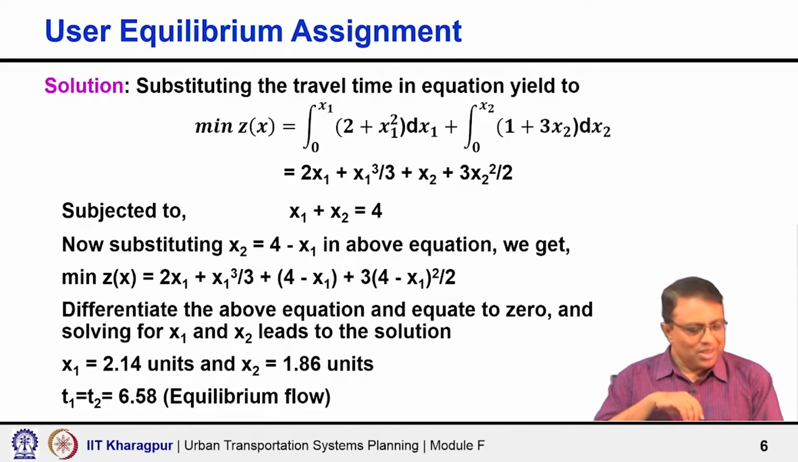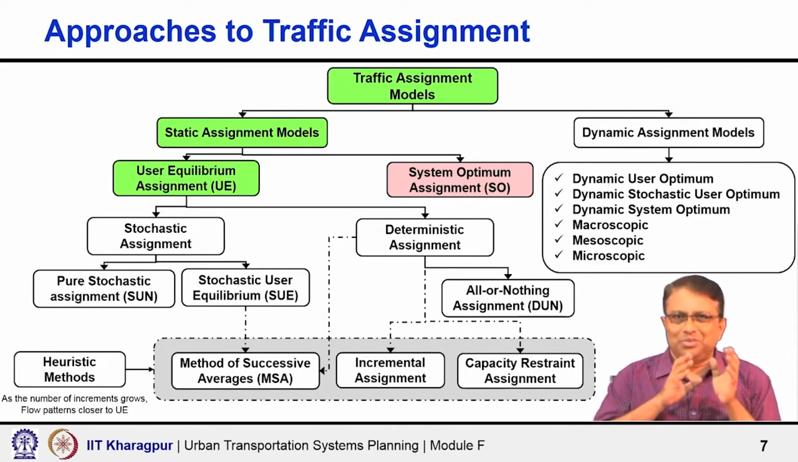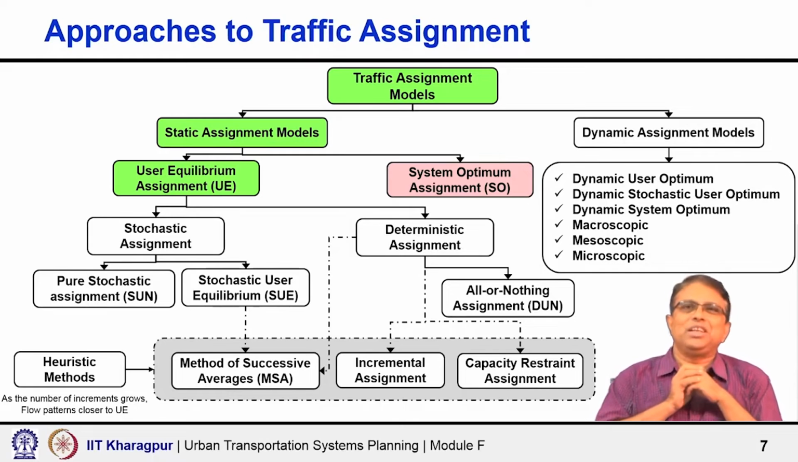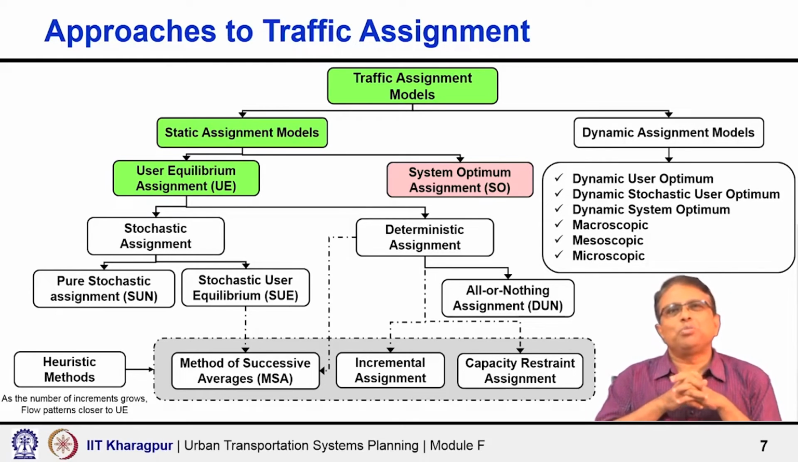Okay. Now, we go to the other part. So, my user equilibrium, the bigger box is also green now. Now, we go to the right side, system optimal or system optimum equilibrium.